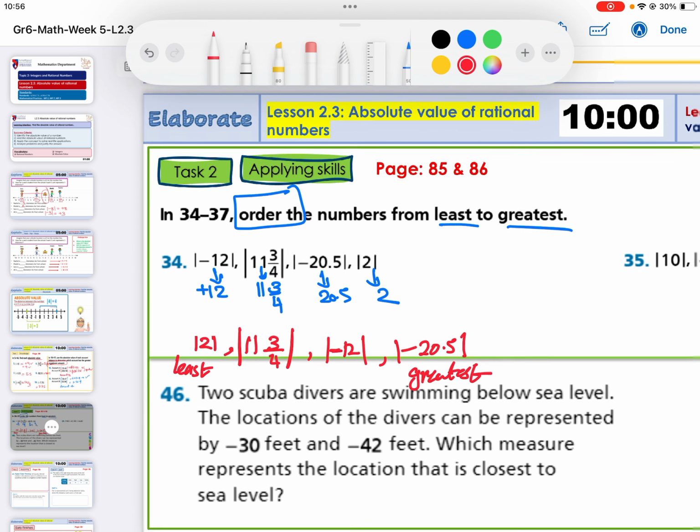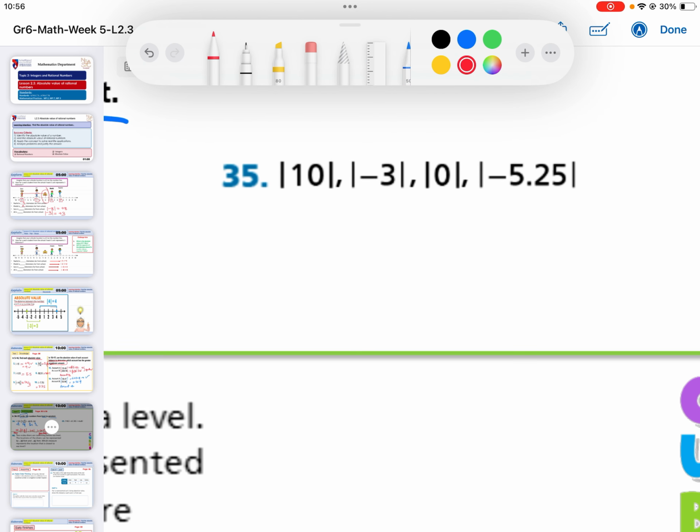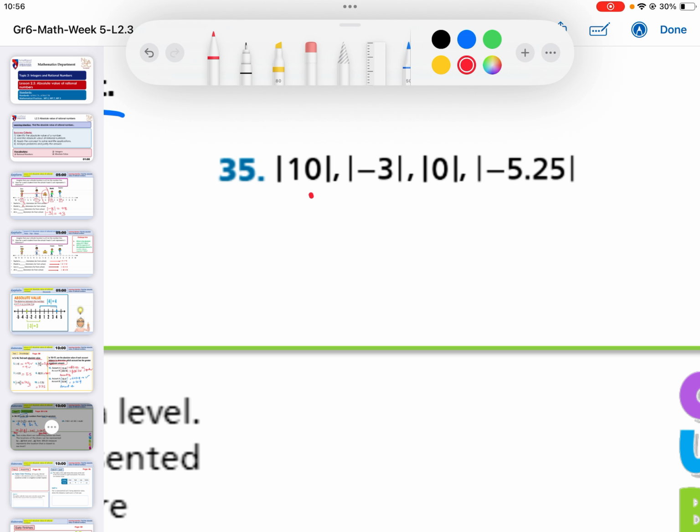Okay, guys, moving on to the second one, you will do the same. First, you will find the value of each, then you're going to order. Absolute value of 10, that is 10. Negative 3, that will be 3. 0, that will be 0.